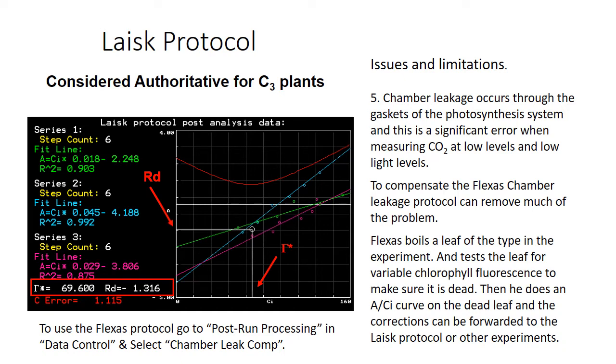Then he would check to see that the leaf was dead by trying to measure chlorophyll fluorescence. If there was no variable chlorophyll fluorescence, then he's sure that the leaf is dead. After that, he would put the dead boiled leaf in the instrument measuring chamber and do an ACI curve. The corrections for leakage can then be transferred to LASIK protocols or other experiments moving forward.